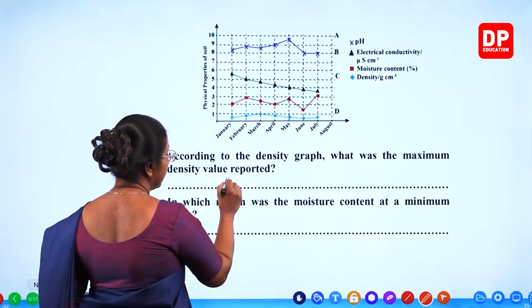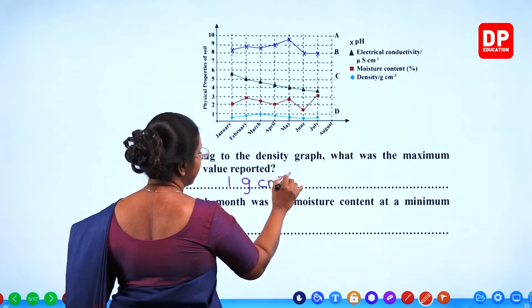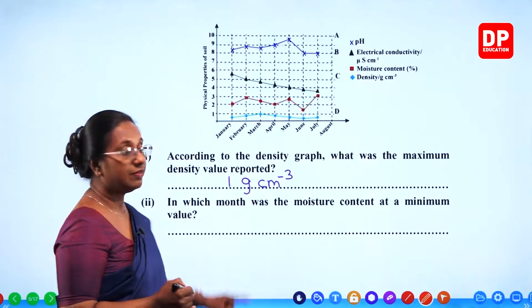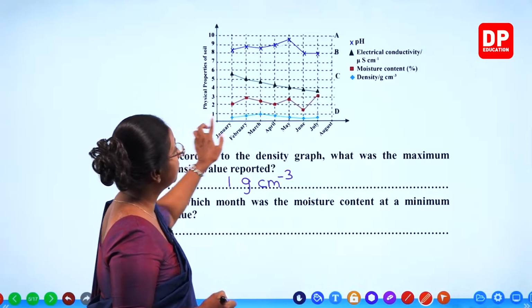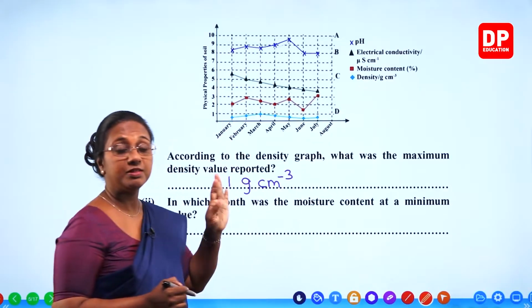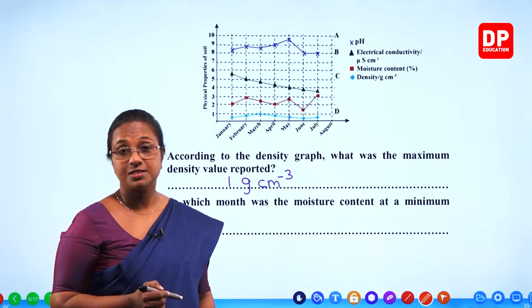So when you write the answer, we have to write it as 1 gram per centimeter cube. You have to give the correct unit. I told you all, here they haven't put the unit because there are 4 different graphs with 4 different units, either no unit or different units.